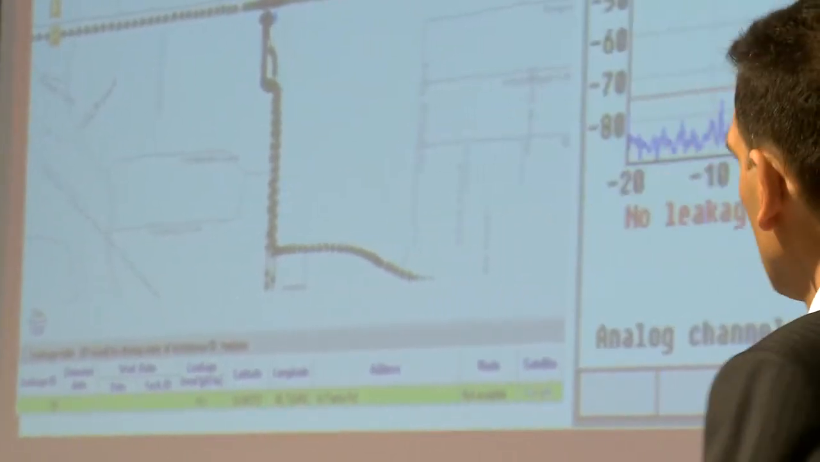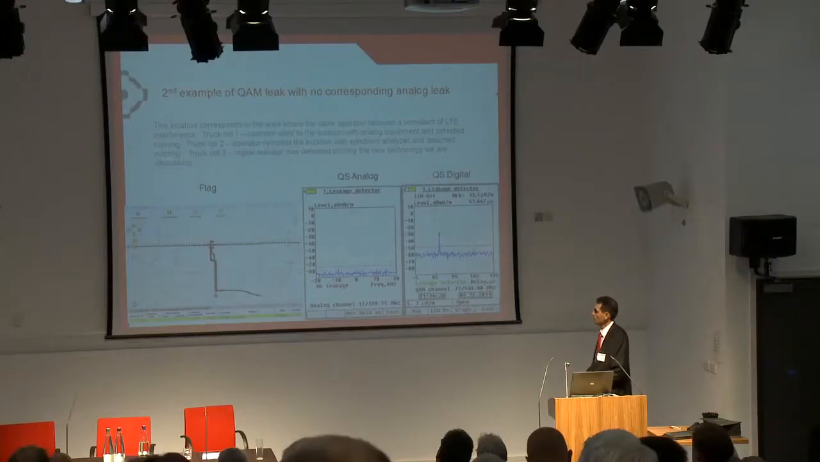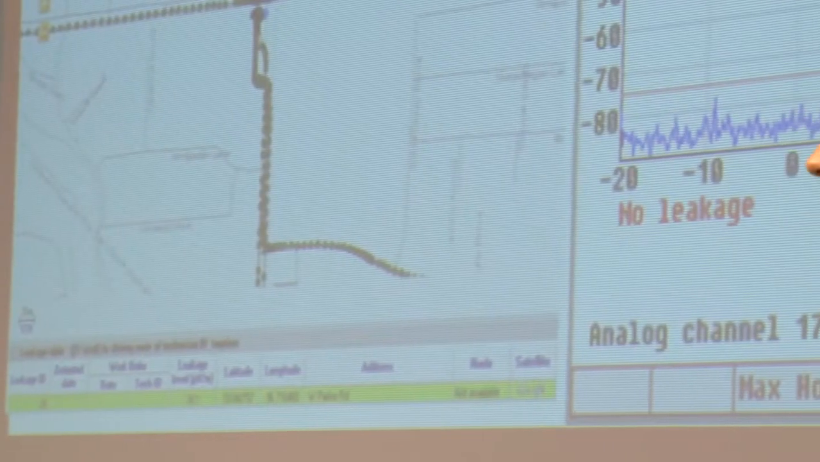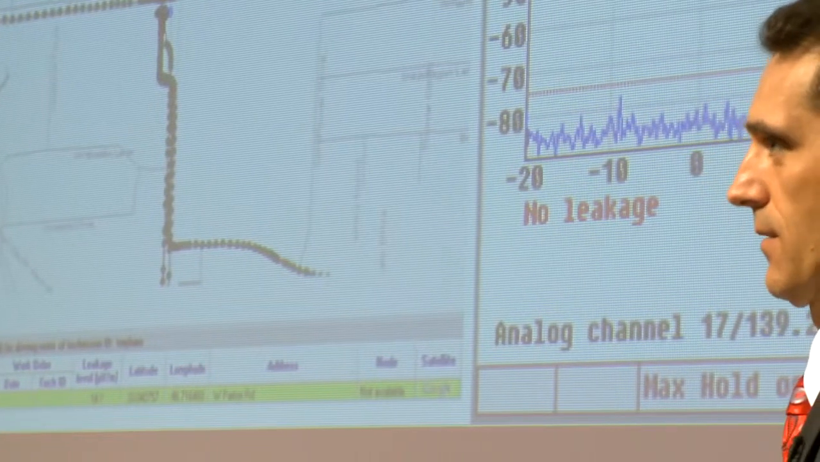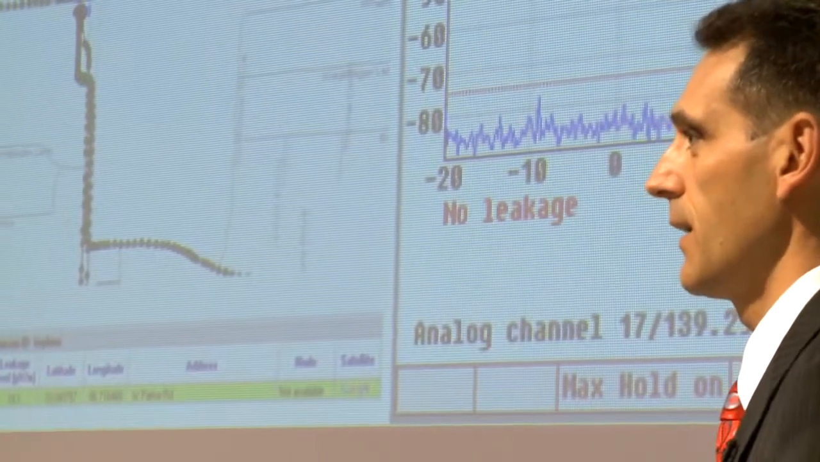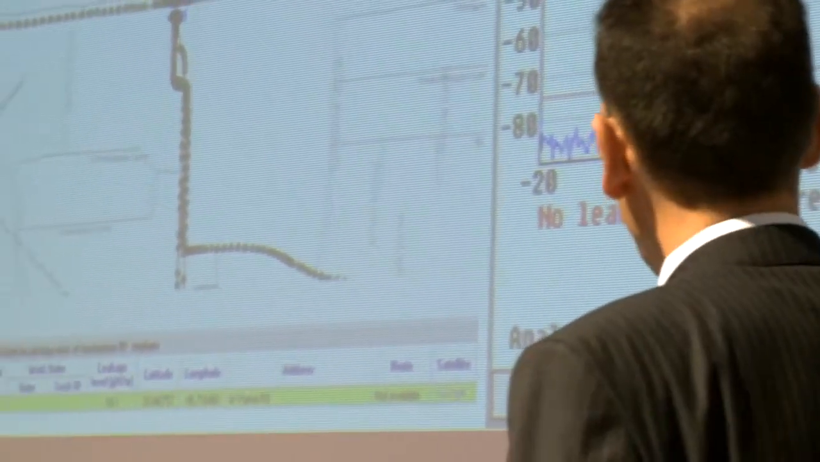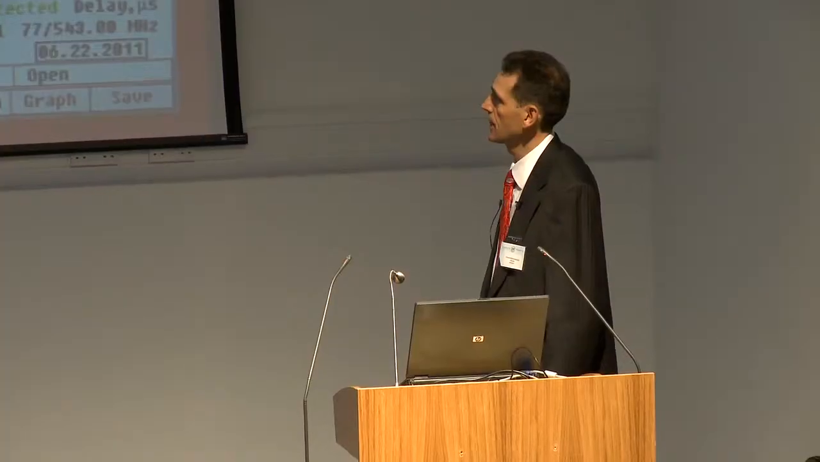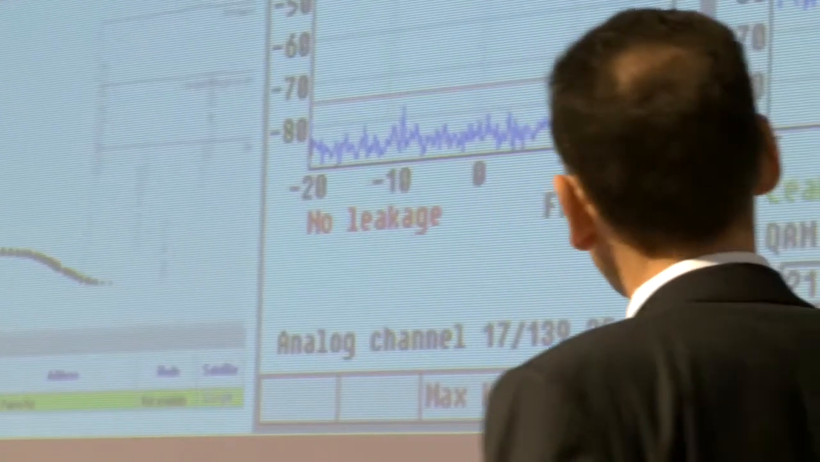Here is a second example of a QAM leak that was not detectable by analog detectors. This is an example of a source that was not found by the leakage detectors that the operator is using now. It was part of a complaint by the LTE operator. They went twice to that location with the analog detector and once with a spectrum analyzer. They could simply find nothing. But with the new technology, it was immediately detected. It was found.